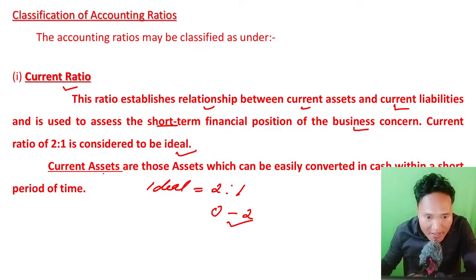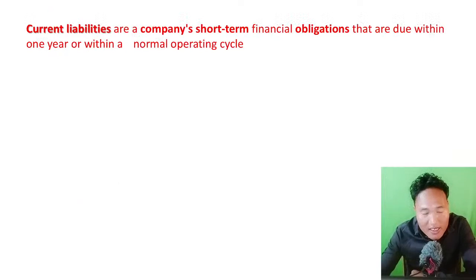Now what is the meaning of current assets? Current assets are those assets which can be easily converted into cash within a short period of time. Current assets are those assets which can be easily converted within the business operating cycle. So this is the definition. Let us move to the next definition, current liabilities.